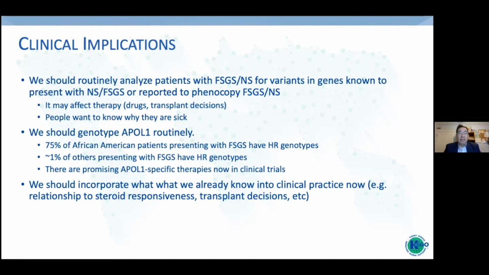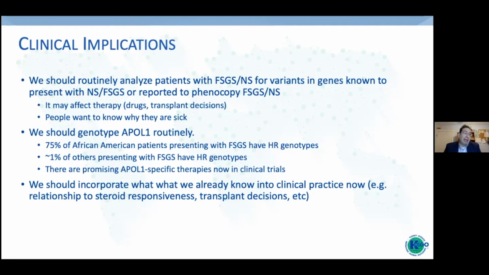Genotyping may affect therapy, for example, the drugs we choose to use, transplant decisions, and just as importantly, I think people want to know why they are sick. Doctor, why did I get this kidney disease? People have a right to know, and they're eager to know why they're sick. And so even if it is not immediately clear why making a genetic diagnosis is important, I think people like to know this. And of course, as we do this more and more, we'll collect more information and it will become, we hope, clearer how different genotypes will progress, how different genotypes will respond to different treatments.